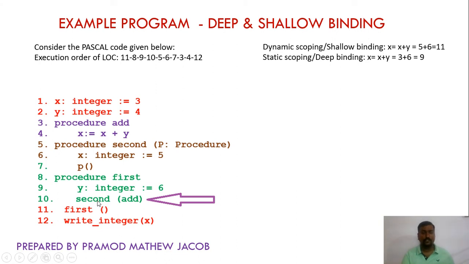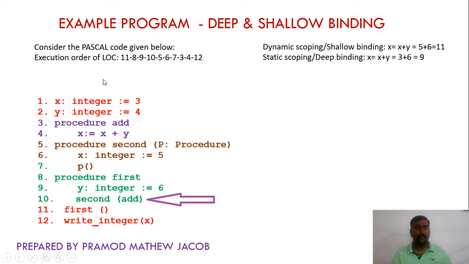So here arises the case of dynamic scoping and static scoping, or the concept of deep binding and shallow binding. Then we are calling the first function and we are printing the value. Write integer of x means we are printing the value of integer variable x.